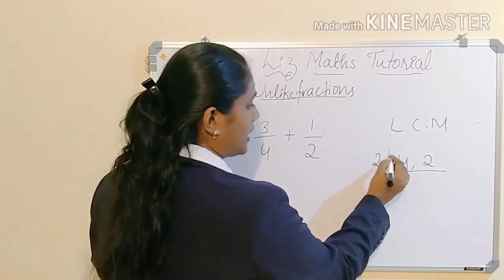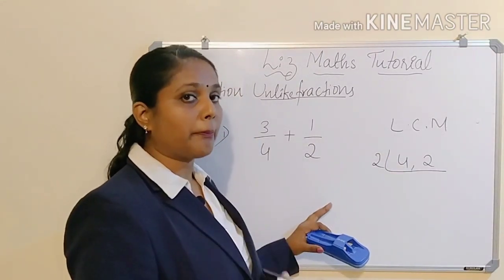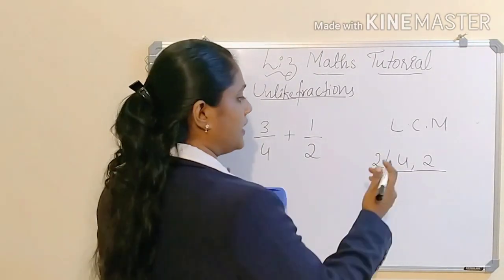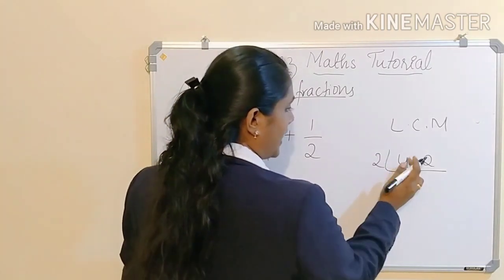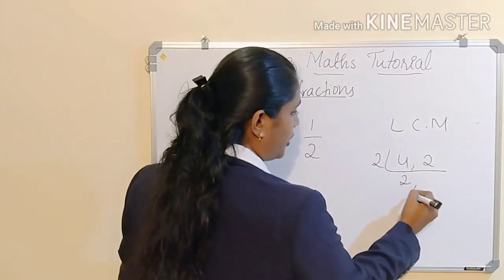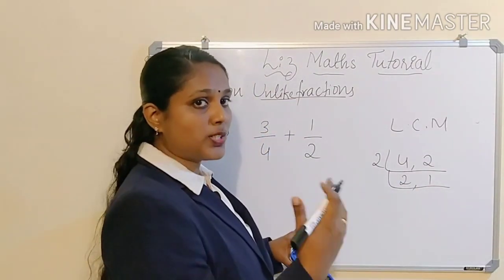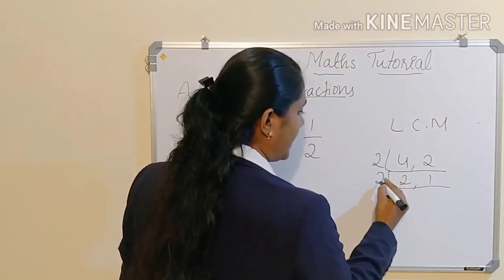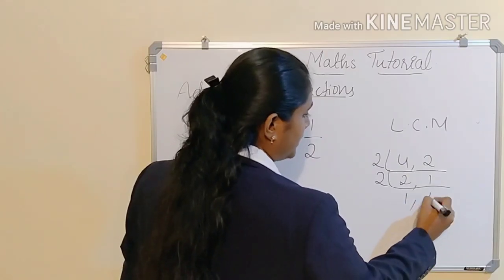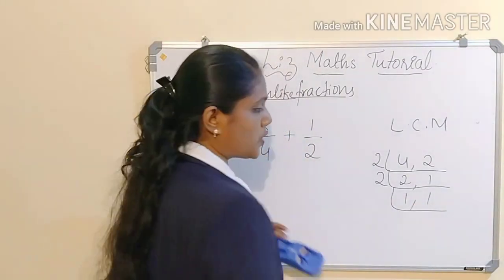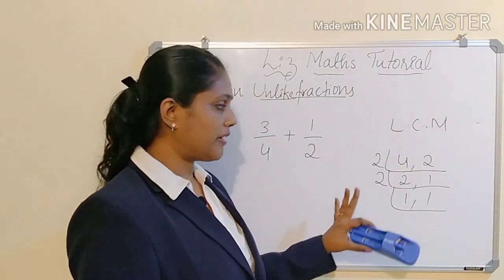When we are doing this, we use the prime numbers only in the beginning, isn't it? So we check with the prime number 2. 2 twos are 4, 2 ones are 2, and we make the remainder 1. So we have to do it again. 2 ones are 2, then the remainder is 1 here. So we have to stop here.